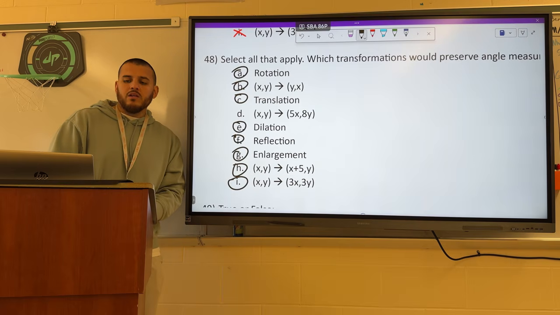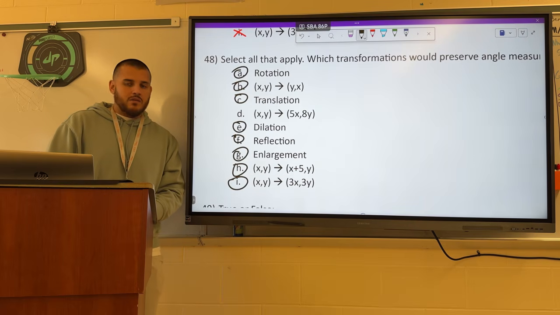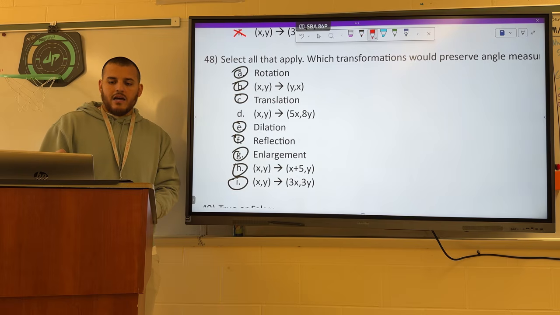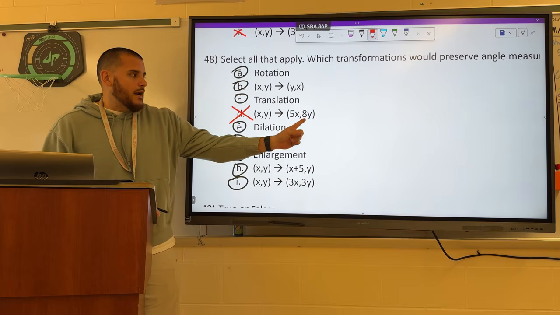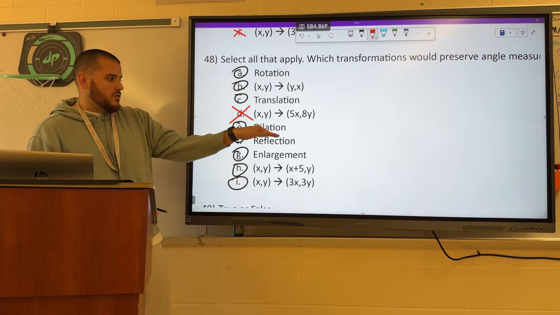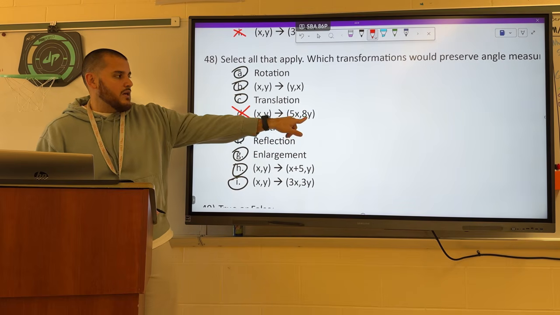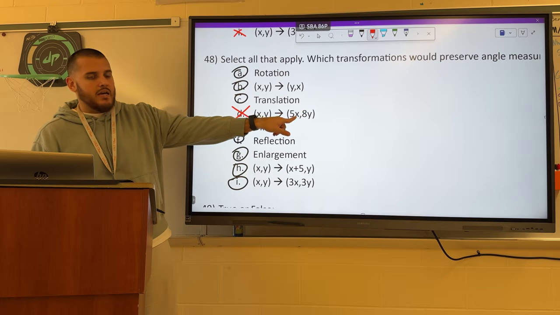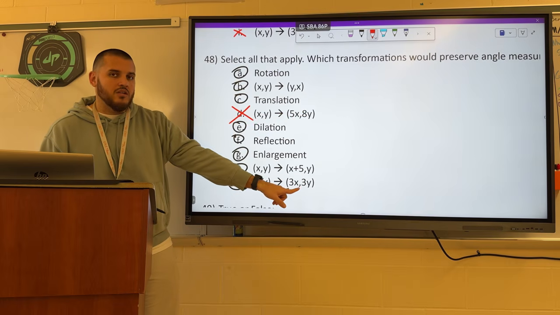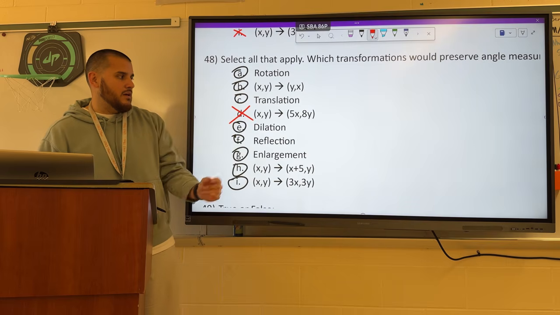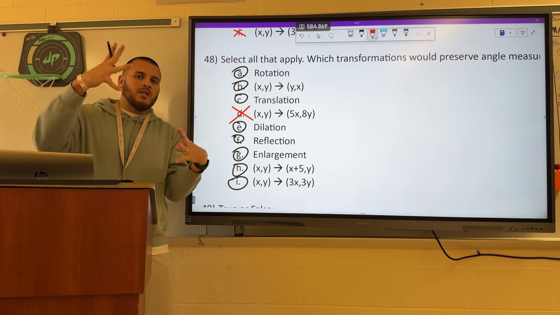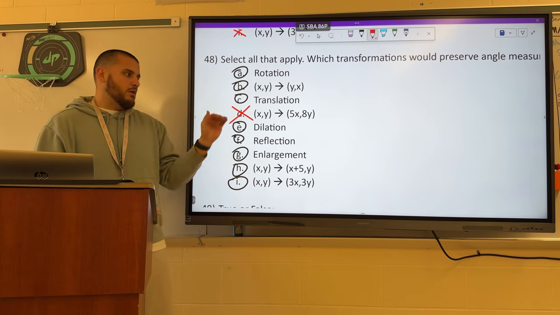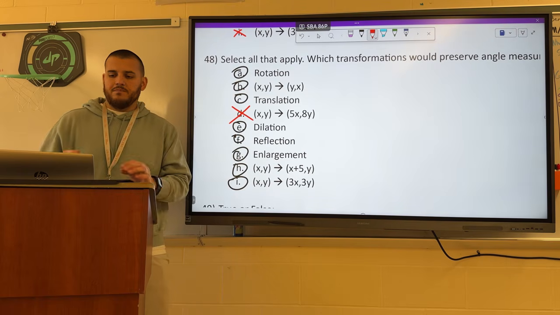So actually the only one here that does not preserve angle measure is option D. The reason being is that the coordinates are not multiplied by the same value. So in a true dilation, we multiply the coordinates by the same value. This is an enlargement, a dilation of 3. They're both multiplied by 3. This has multiplied by different values, therefore the sides will grow wonky, the angles are going to change. That will not preserve angle measure.